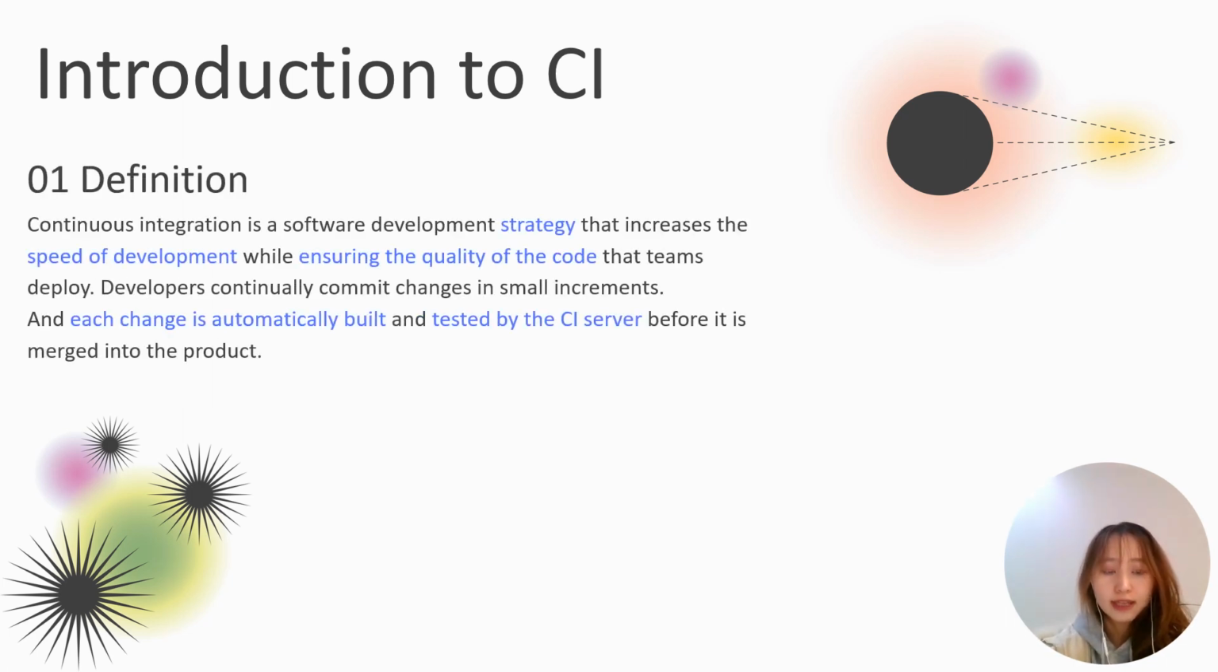Continuous integration is a software development strategy that increases the speed of development while ensuring the quality of the code that teams deploy. Developers continuously commit changes in small increments, and each change is automatically built and tested by the CI server before it is merged into the product. If any issues are discovered during the test phase, the CI platform blocks the code from merging and alerts the team so that they can quickly fix any errors.